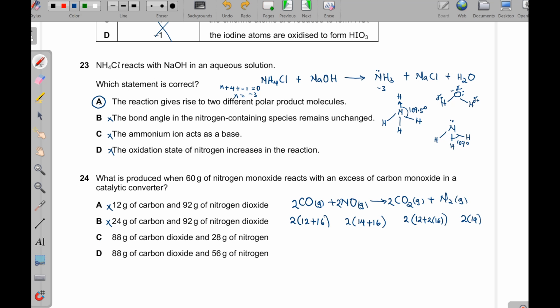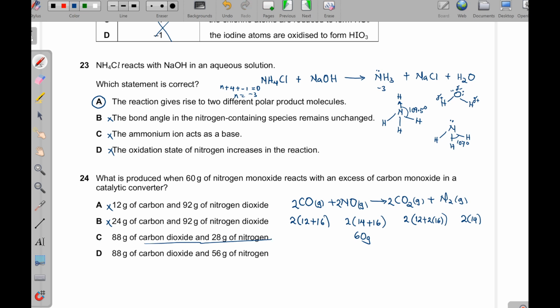So 28 times 2. But now let me center on nitrogen monoxide. So this is 30 times 2. This will be 60 grams. So in this reaction, we are seeing 60 grams of nitrogen monoxide. And then they are talking about an excess of carbon monoxide in a catalytic converter. Then we are seeing carbon dioxide and nitrogen.